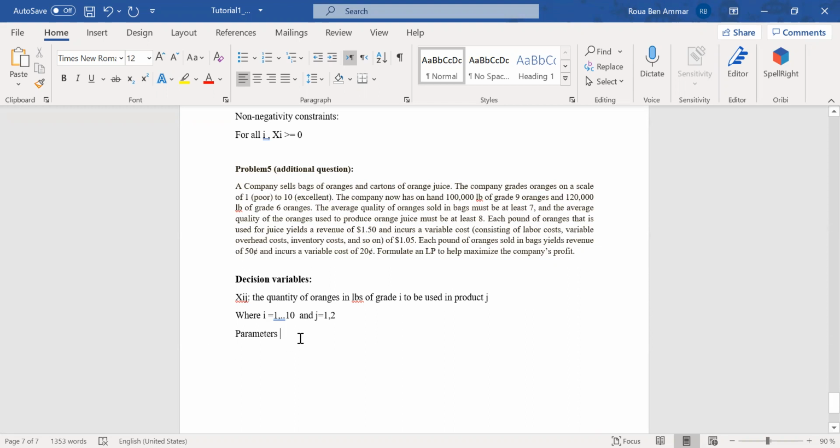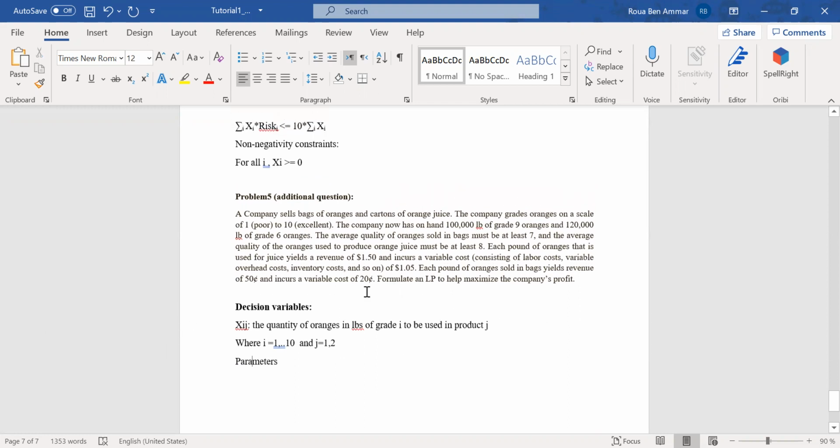Okay, shall we continue with this one? Did you finish? Yes, okay. What are the parameters we have? Here we have some calculations, I think. We have the profit for every product, orange juice or the one sold in bags. We have profit J, which is equal to revenue J, the selling price, minus the cost. These are calculations to be done before you start to solve the problem. This is what you're going to do first.